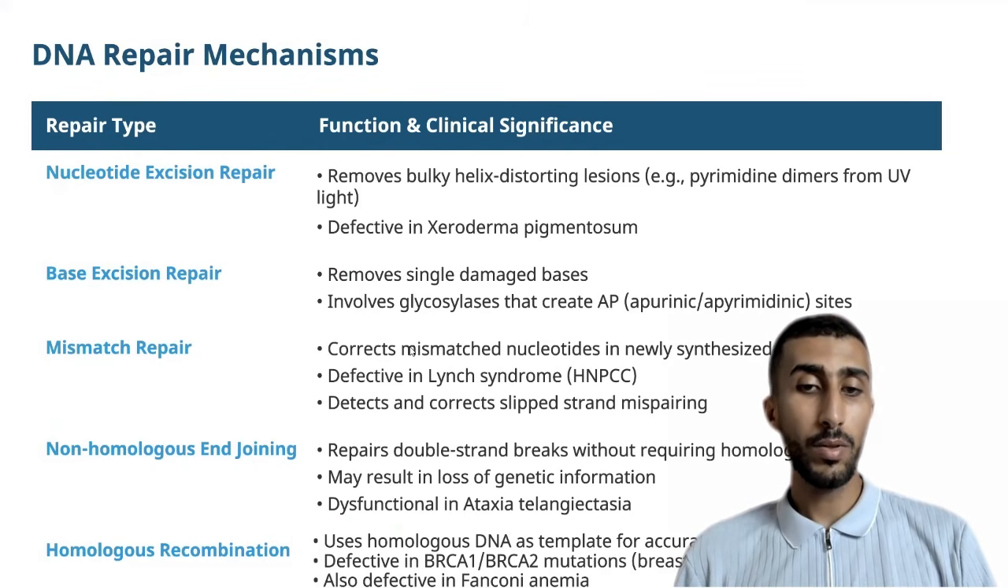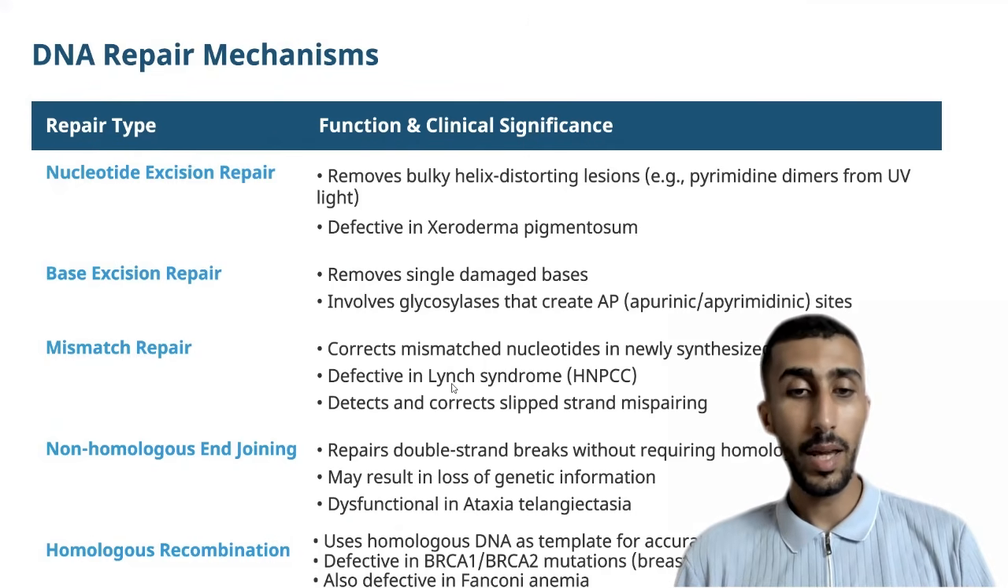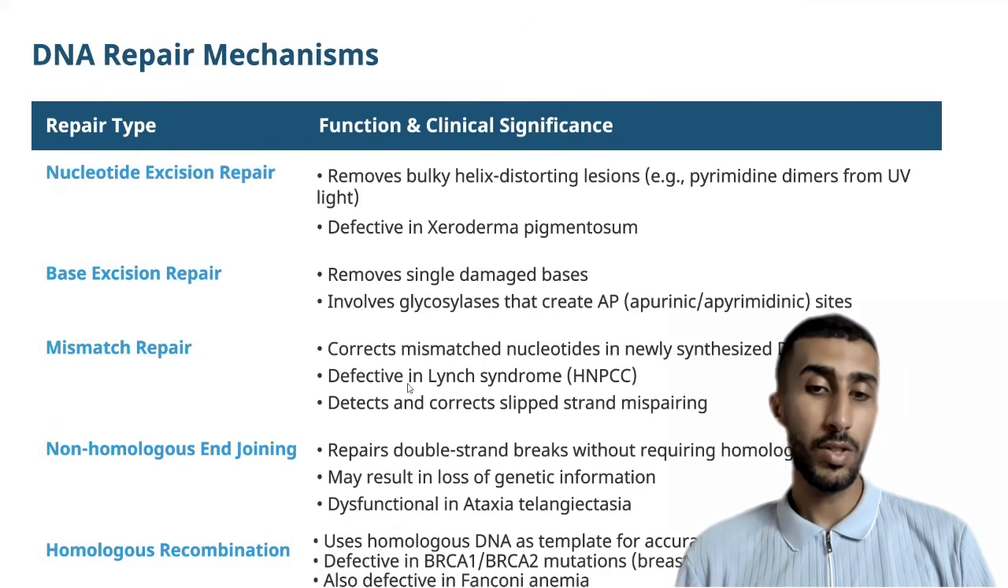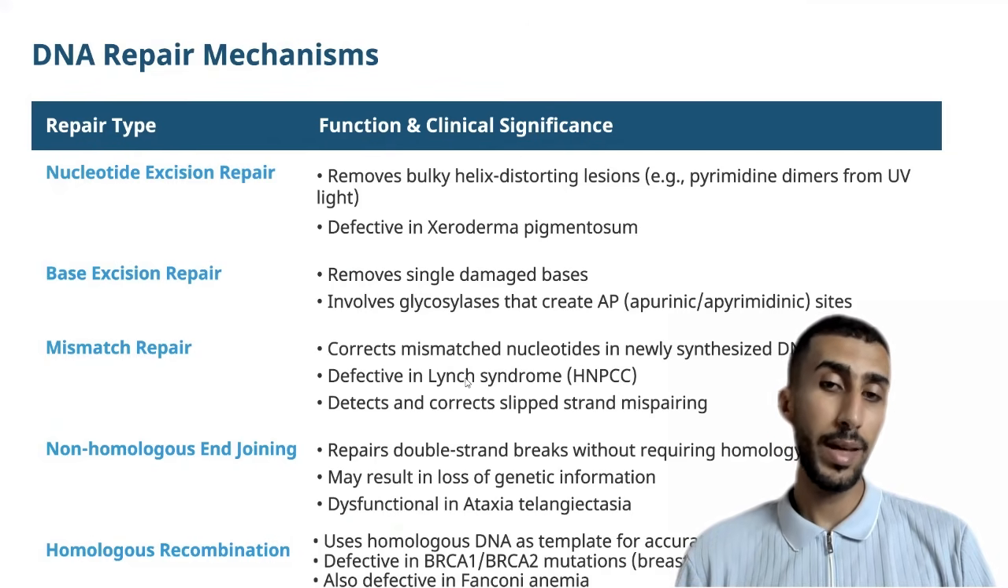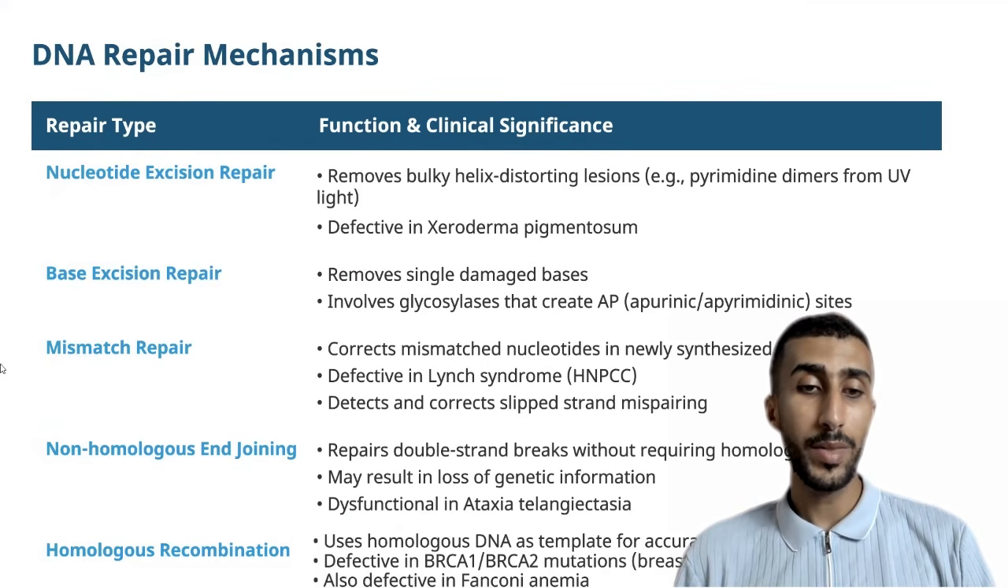And then the mismatch repair. Mismatch repair is the way we correct mismatched nucleotides in the newly synthesized DNA. And this is defective in conditions such as Lynch syndrome, which has another name, hereditary non-polyposis colorectal cancer. So hereditary non-polyposis colorectal cancer, aka Lynch syndrome, has a defect at the level of mismatch repair. This is supposed to correct mismatched nucleotides in the newly synthesized DNA. So it detects and corrects slipped strand mispairing or mismatched nucleotides. If this is affected, we have Lynch syndrome.